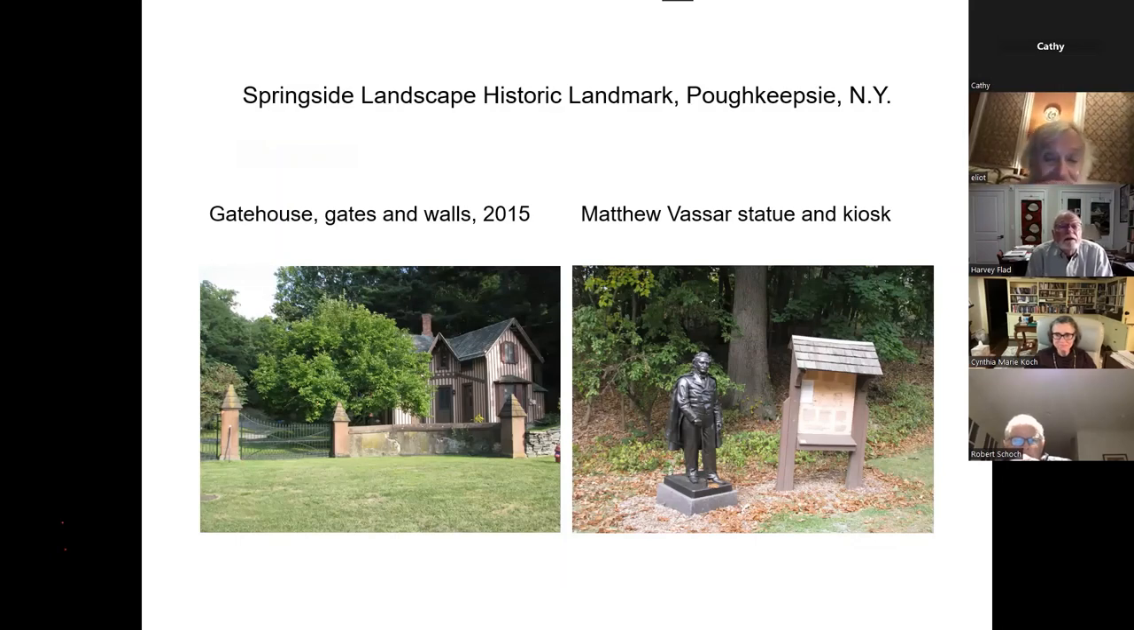And this is to say that the gatehouse still exists and the gates still exist. I call your attention to that because that is real documentation that we have from the paintings to the current day.